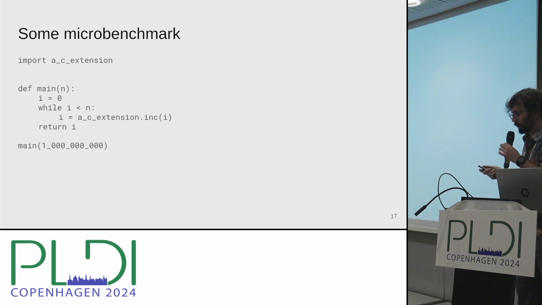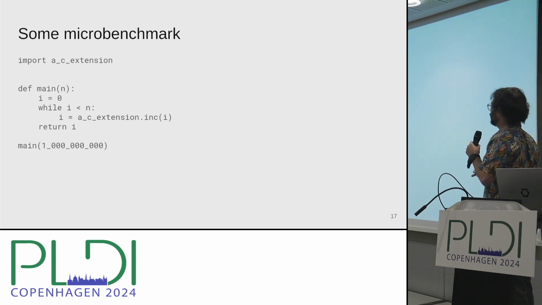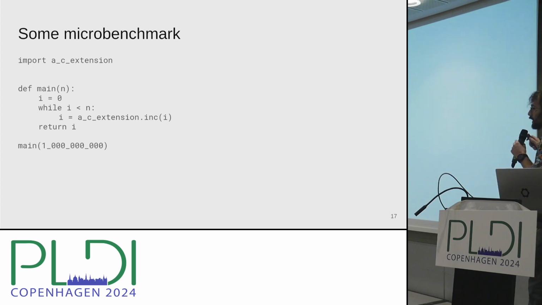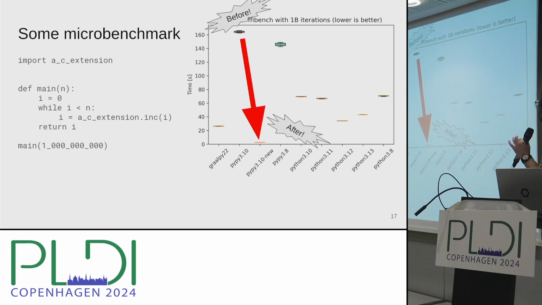So here's an example of a micro benchmark, and you can tell it's micro because this is the entire benchmark. You import a C extension, you call inc a billion times, and you measure. Did it get faster? This is the worst possible case. You have a tiny C function. It's all administrative overhead. Did we do any better? Let's see. Turns out yes.